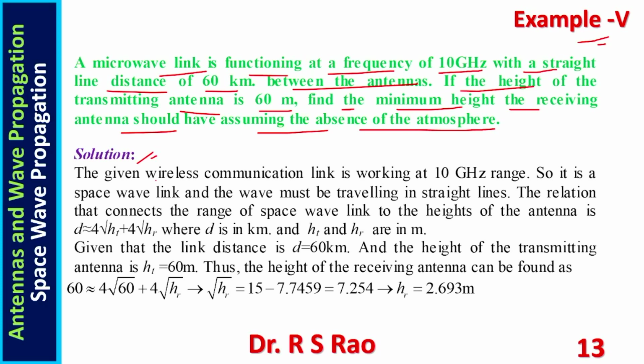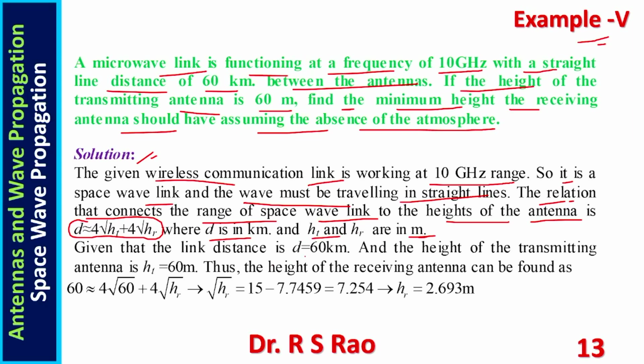The given wireless communication link is working at 20 gigahertz frequency. So it is a space wave link and the wave must be traveling in straight lines. The relation that connects the range of a space wave link to the heights of the antennas is given by this formula. D is approximately equal to 4 into root HT plus 4 into root HR, where D is in kilometers, and HT and HR are in meters.